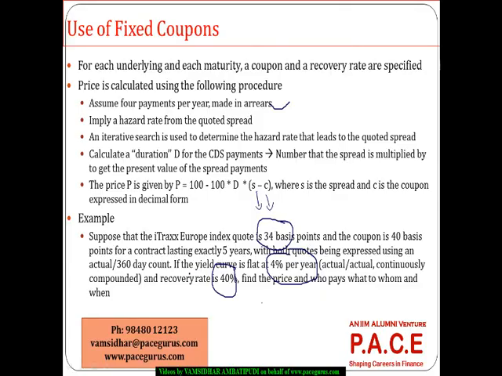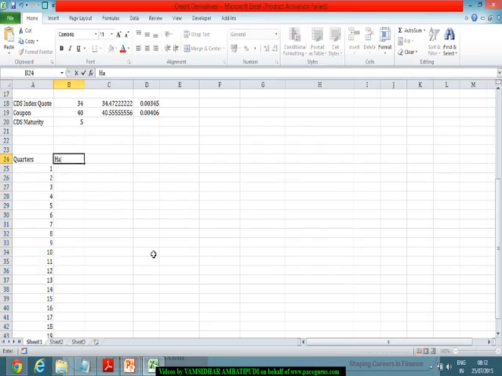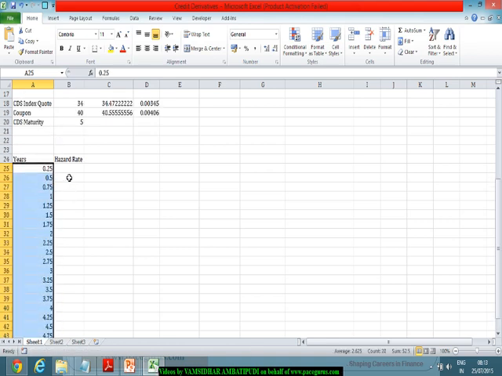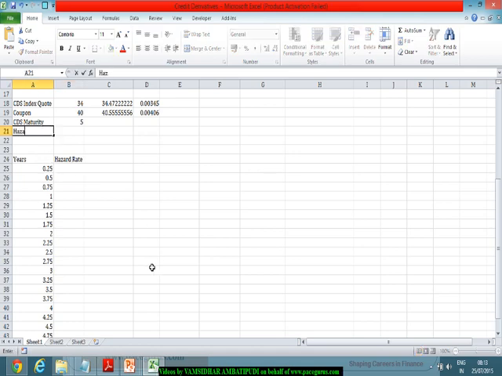Now I don't know the hazard rate. I can take this in terms of years and make it like 0.25, 0.5, so that I can take the yearly rate as the hazard rate. So initially let me assume that the hazard rate is around 1%. I'll take the hazard rate as 1% to start with.